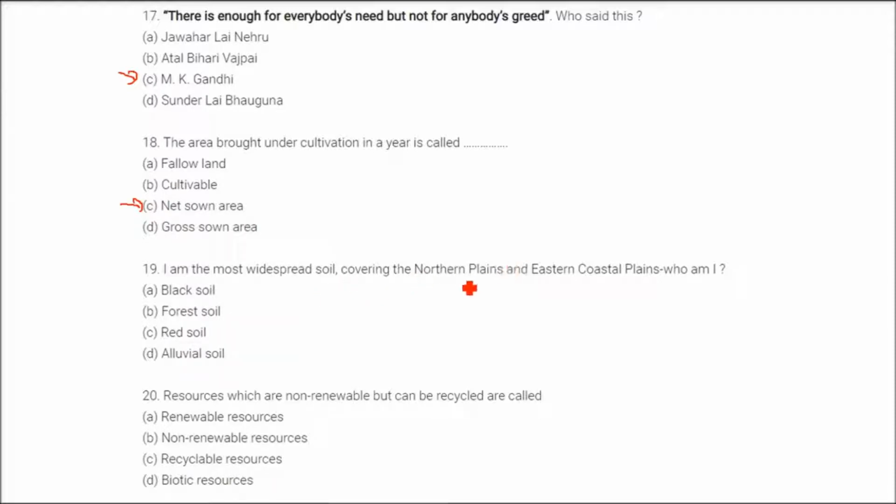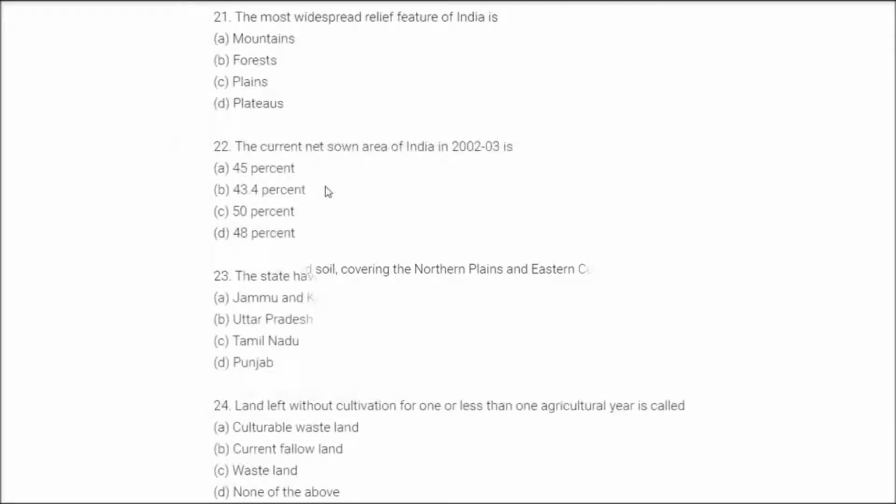I am the most widespread soil covering the northern plains and eastern coastal plains. Who am I? The answer is D, alluvial soil. Next is resources which are non-renewable but can be recycled. These are called recyclable resources. The most widespread relief feature of India is, and what is the answer? The answer is plains.